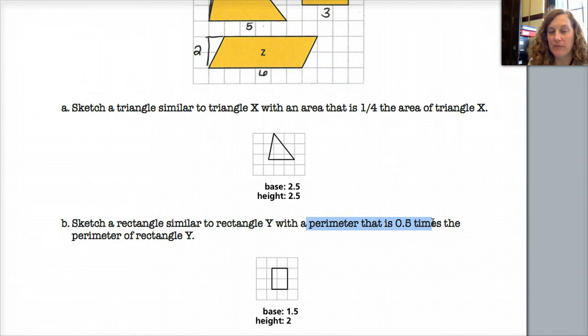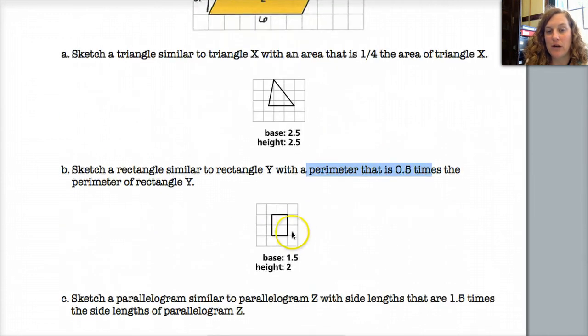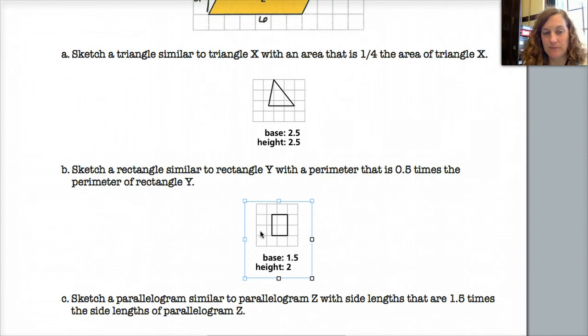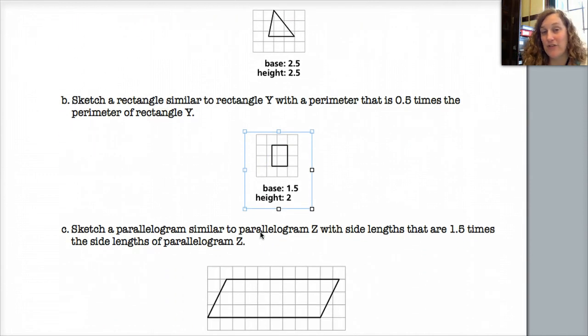If you double something, your perimeter doubles. If you triple something, your perimeter triples. So if I have something, the perimeter halves. So if my original rectangle is 3 by 4, then my new rectangle is going to be half of that, or 1.5 by 2.